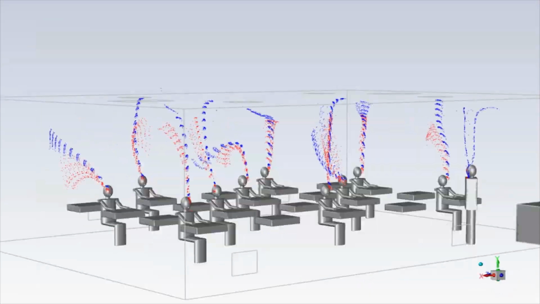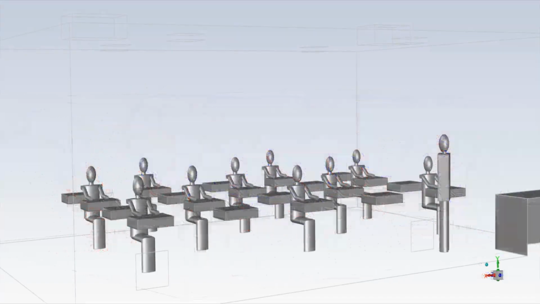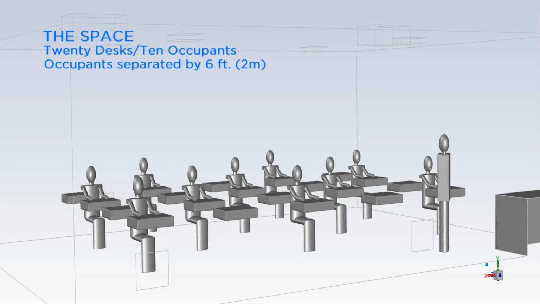This presentation shows the results of two computer models used to reveal airflow patterns in a generic indoor space. The space is set up like a classroom with the desks, occupants, and a standing mannequin at the front of the room. The space is large enough to accommodate 20 desks, but is set up with half the total number of mannequins, with each occupant separated by 6 feet, approximately 2 meters.